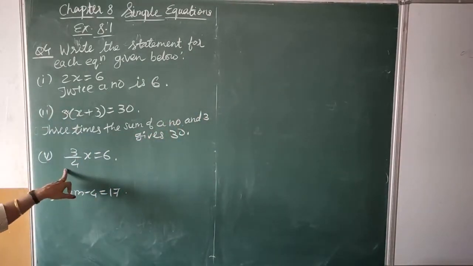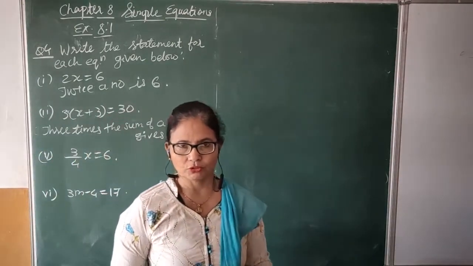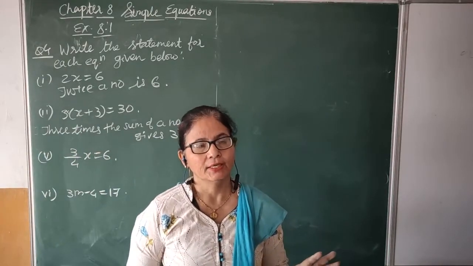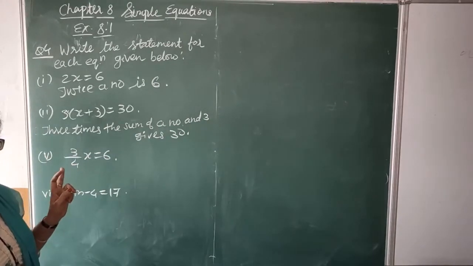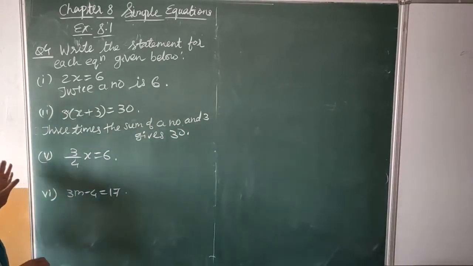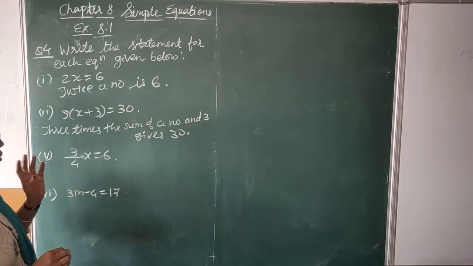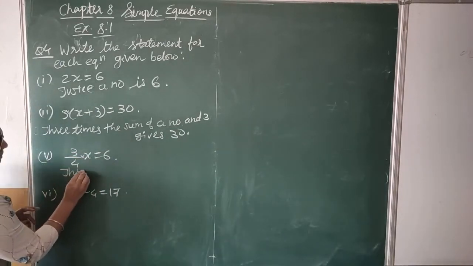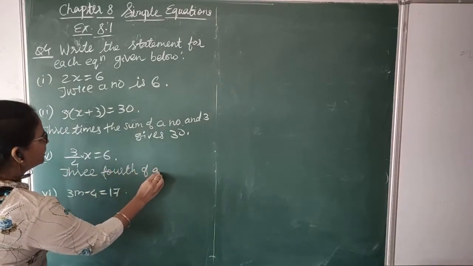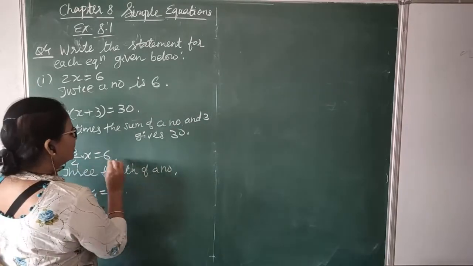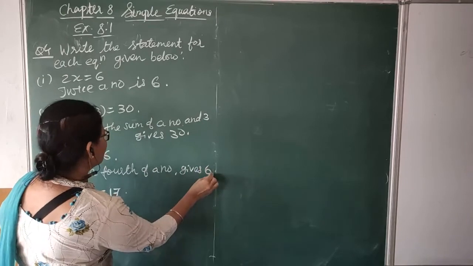Okay, now let's see this one. 3 by 4. You know 1 by 4 means 1/4, 1 by 2 means 1/2, 1 by 3 means 1/3. So here 3 by 4, what do we write? 3/4. And what is the symbol here? Multiplication, so it's of. So you can write 3/4 of a number is 6, or it's your choice, you can write gives 6.